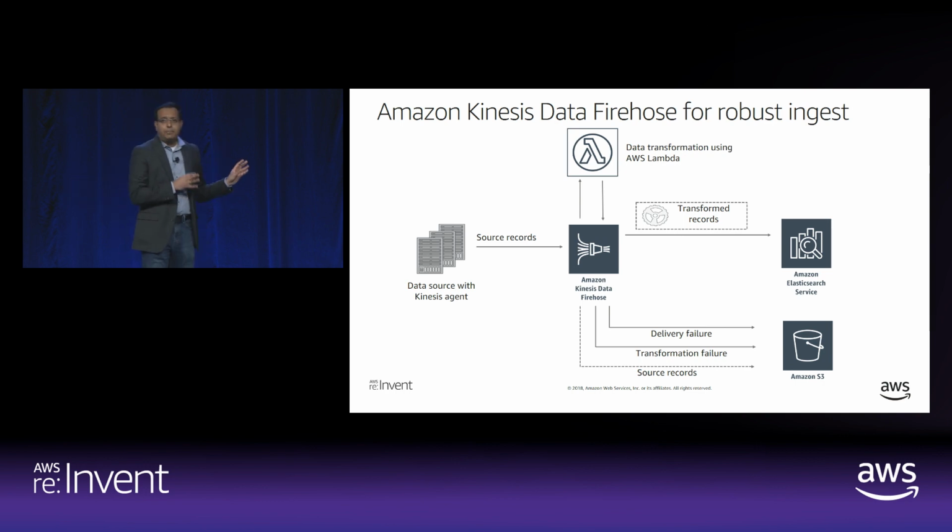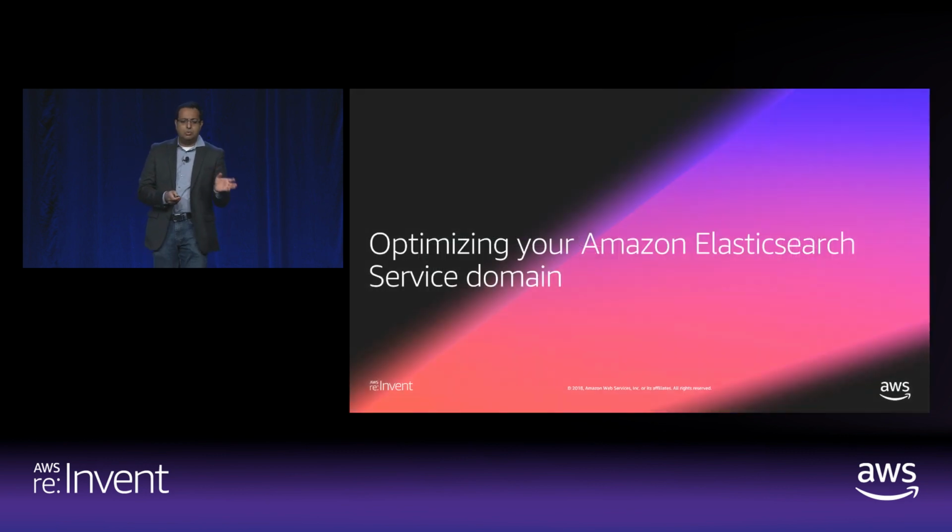So this is another very powerful, scalable pattern, especially when you have a very high ingestion rate. Kinesis can help you with the buffering. You can do the transformation with the Lambda and get it through. Now, these are the two key things that I would like you to consider as you're thinking of log analytics. With that said, let's move on to the next step, optimizing your Elasticsearch Service domain.